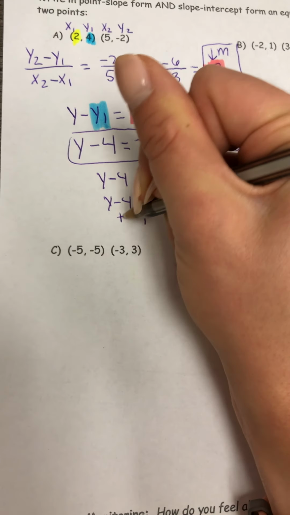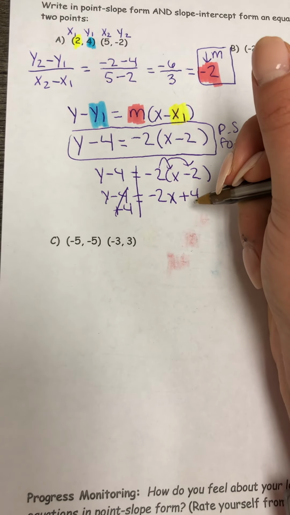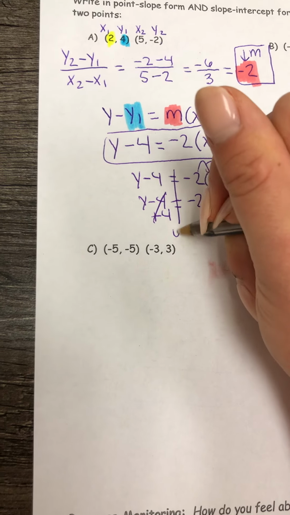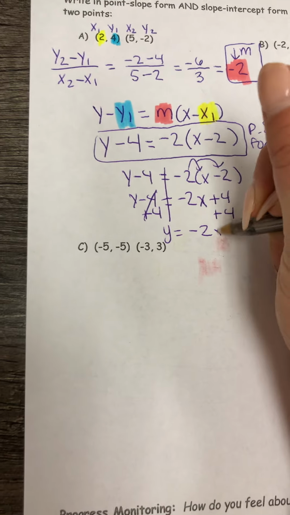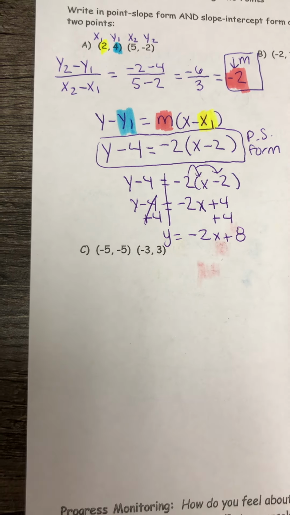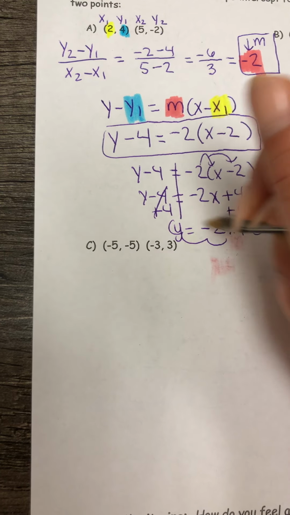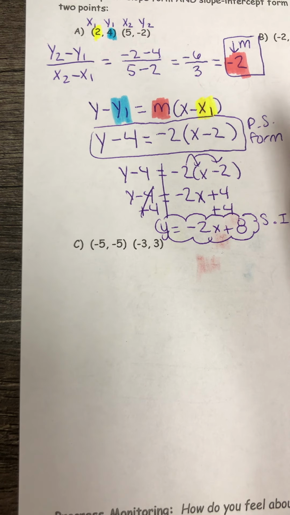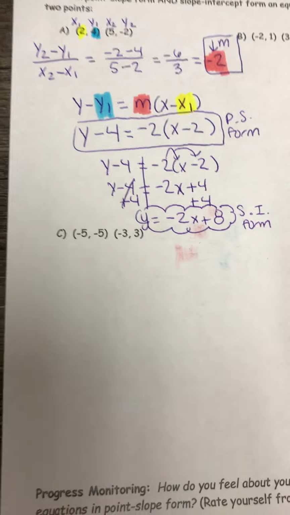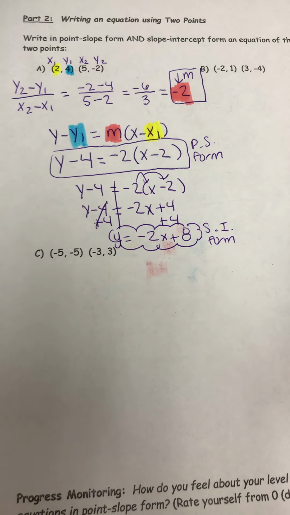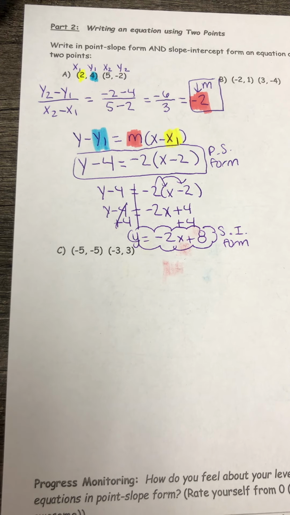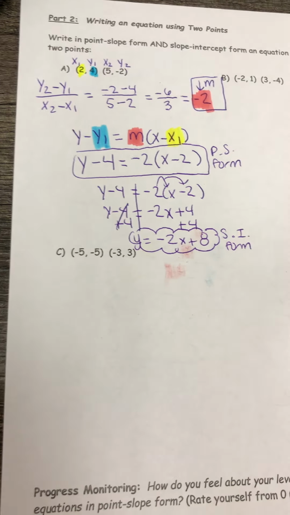Y is not alone yet, so I need to add 4 to do the opposite operation. Add 4. I get y is equal to -2x plus 8. So this would be my slope-intercept form. It would not matter if you use the other 2 points. I just use the first set. I think that's easier.